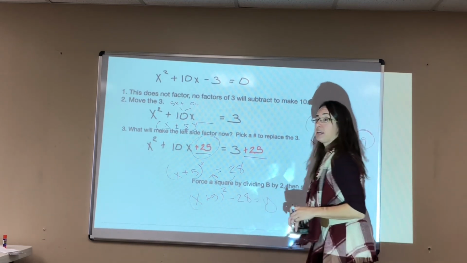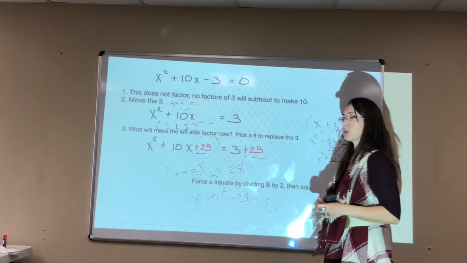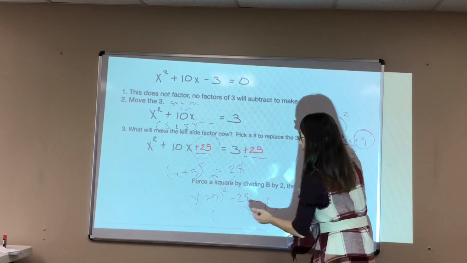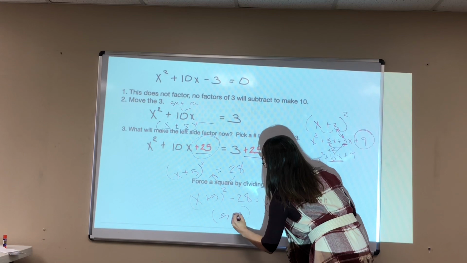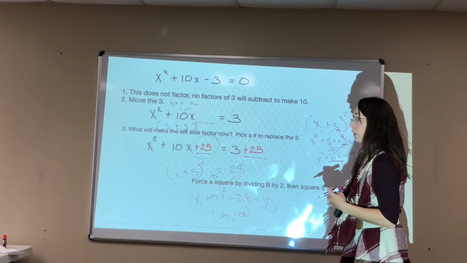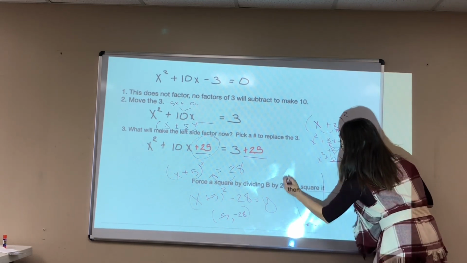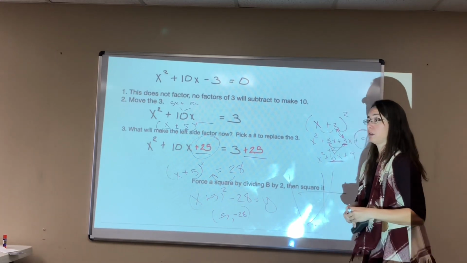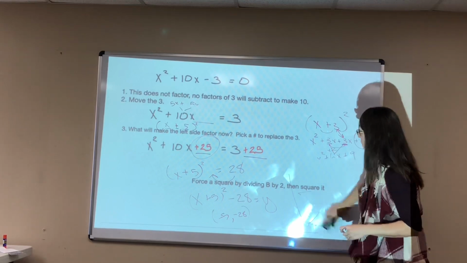Now we have it in vertex form. Where is my vertex located? Negative 5 and negative 28. There's my vertex. Okay, what direction does it go? It faces up. Okay, so how many solutions will this have? 2, because it has to cross the x-axis twice.